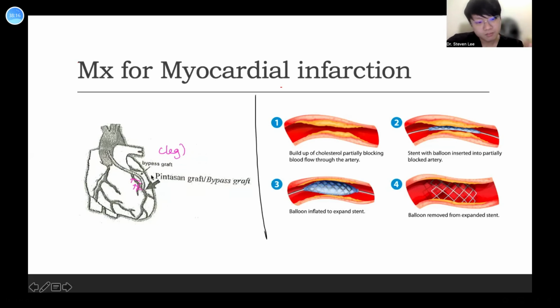The purpose is to bypass the blocked part, to supply oxygen and nutrients to the coronary artery at the end so that it can supply the cardiac muscle. So this is what we call a bypass.